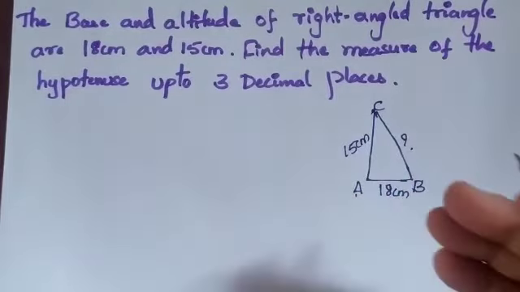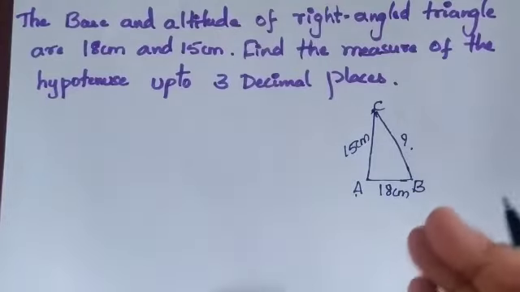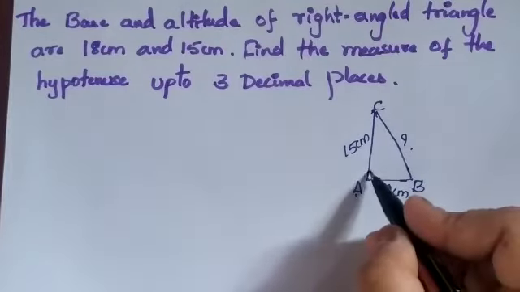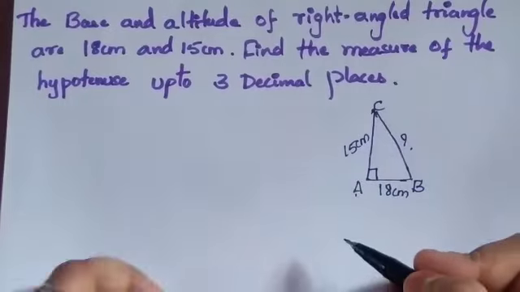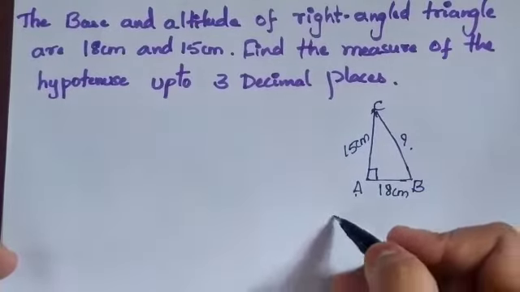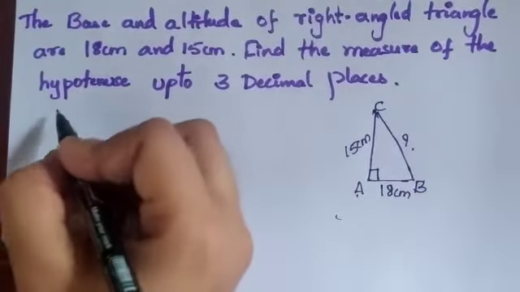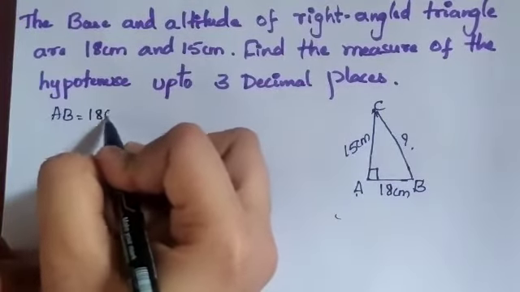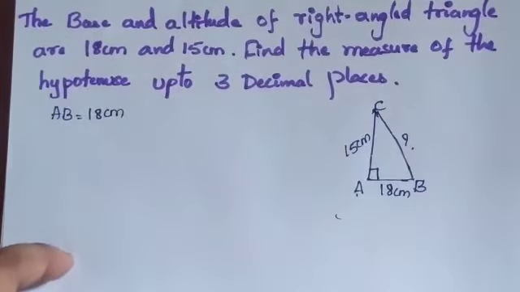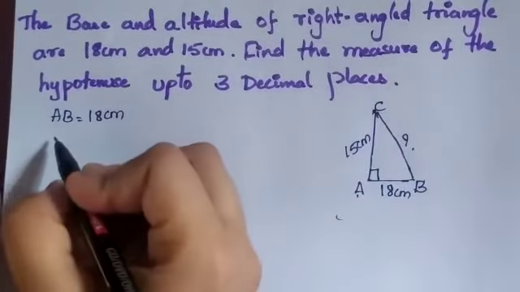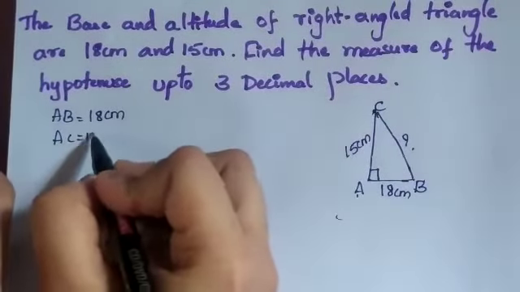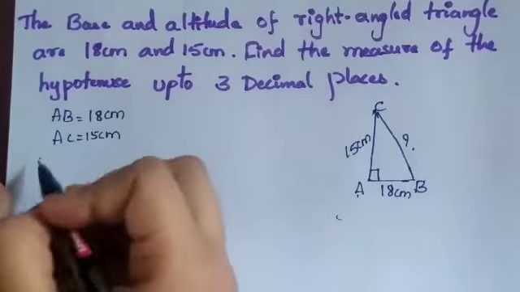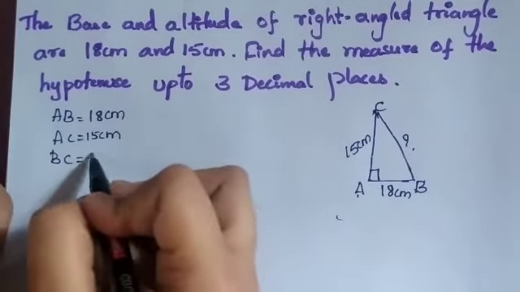You know, hypotenuse is the longest side in the case of a right angle triangle, making an angle of 90 degrees here. So now, what is given? Let me write it. AB is equal to 18 centimeter. Correct. And AC is equal to 15 centimeter. We have to find out BC from here, isn't it?